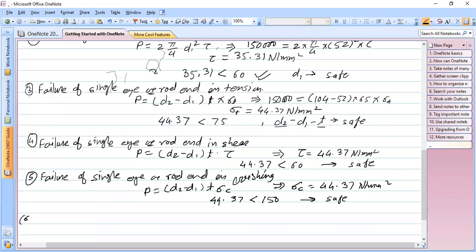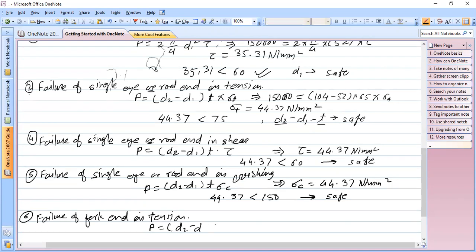Now we'll come to the sixth step. The sixth one is failure of the fork end in tension. Okay, for this, what is our formula? P is equal to (D2 minus D1) into 2 T1 into sigma T. We have P is equal to (D2 minus D1) into 2 into T1 into sigma T.